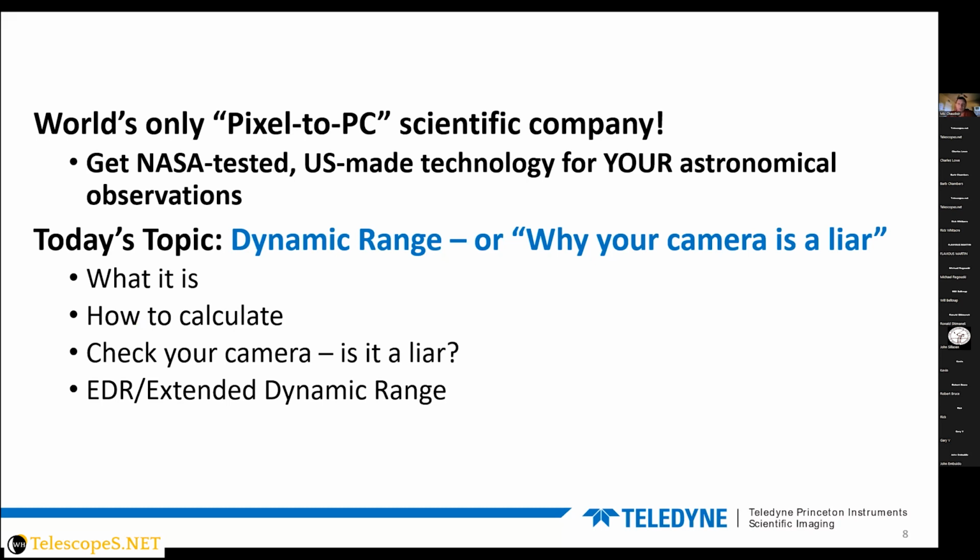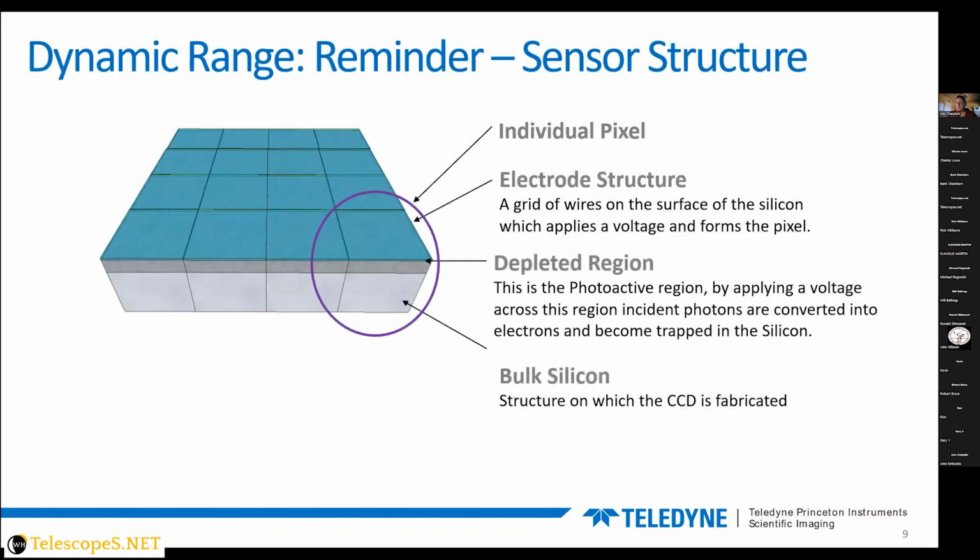And I'll give you the tools on how you can calculate it yourself for any camera that you're looking at, whether it's ours or someone else's, and it'll allow you to figure out if your camera is lying to you. And we'll talk about what I mean by that. And we'll do a little bit of a hit on something called extended dynamic range, which is really a newer topic. It's really more to do with things that are going on at the CMOS level.